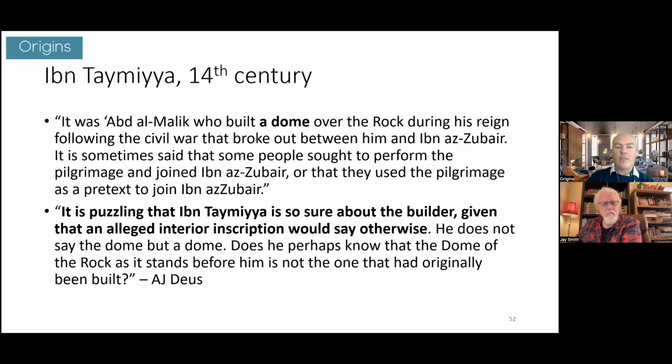A.J. Juice says, it is puzzling that Ibn Taymiyyah is so sure about the builder, given that an alleged interior inscription would say otherwise, in other words, Al-Mamun. He does not say the dome, but a dome. Does he perhaps know that the Dome of the Rock as it stands before him is not the one that had originally been built? So I think that's quite telling that he says Abd al Malik built a dome over the rock.